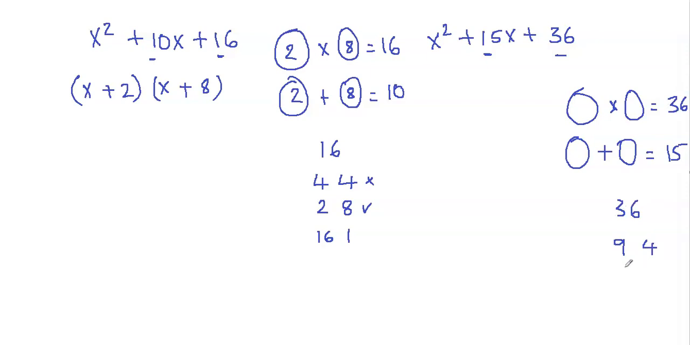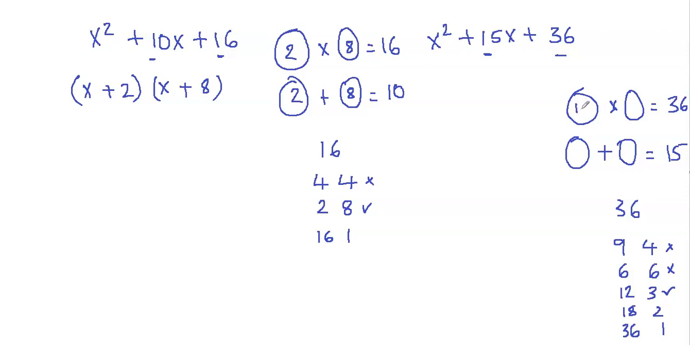9 times 4 is 36, 6 times 6 is 36, 12 times 3 is 36, 18 times 2 is 36, and then 36 times 1 is 36. But all we need to see is which pair will work here. So let's see, 9 times 4 is 36, but 9 plus 4 is not equal to 15. So this first pair will not work out for us. Next is 6 times 6 is 36, but 6 plus 6 is not equal to 15, so this pair will not work. 12 times 3 is 36, and 12 plus 3 is 15, so this pair would work for us.